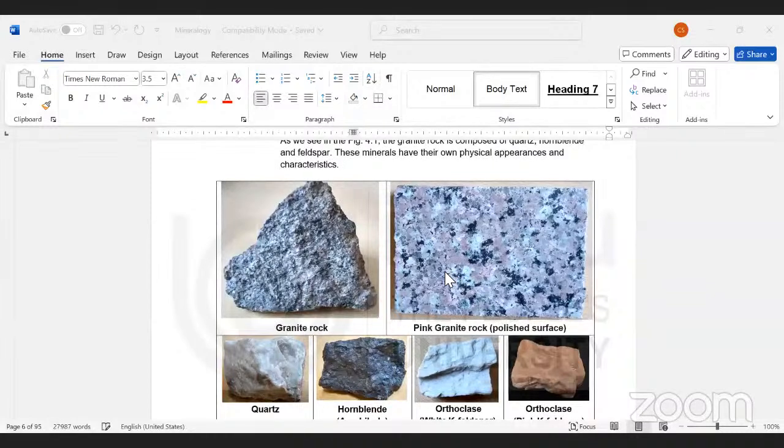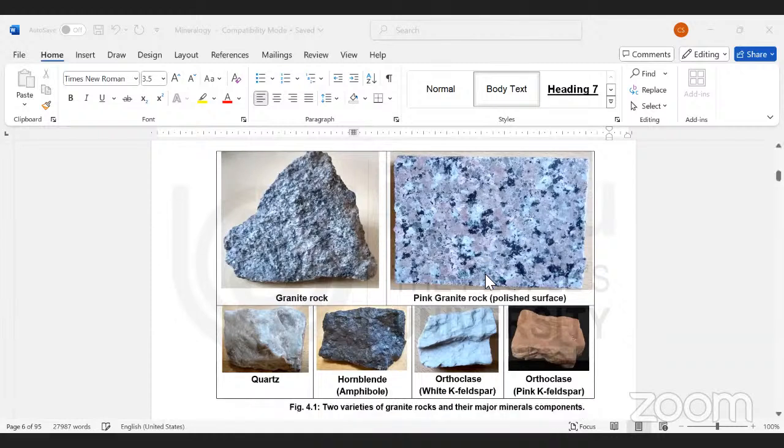In your next practical classes, you will be able to see these types of rocks in the laboratory. It is a pink granite rock because of the dominant pinkish color. The surface you see here is polished after cutting, and this is a quartz rock. The first thing is color.